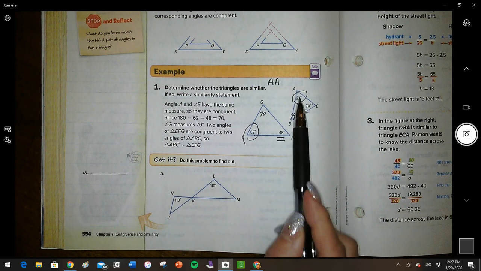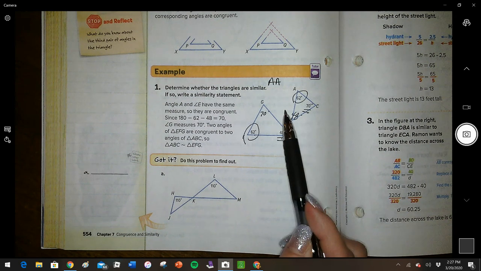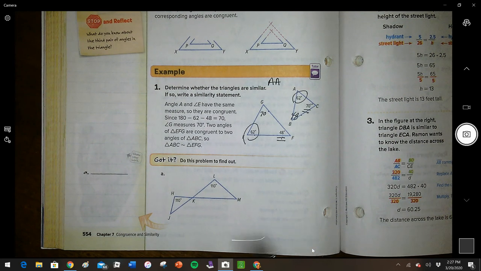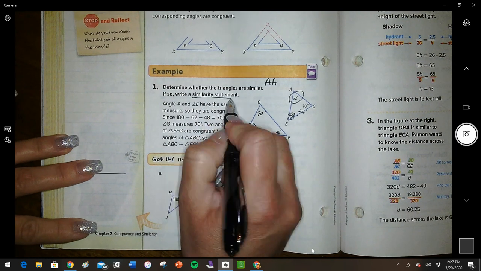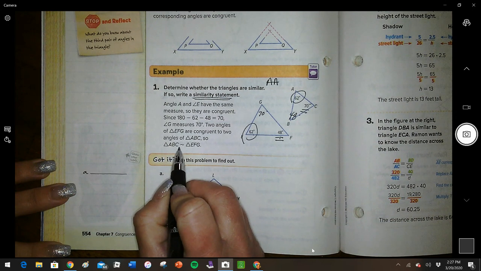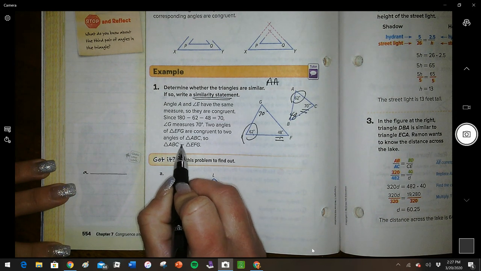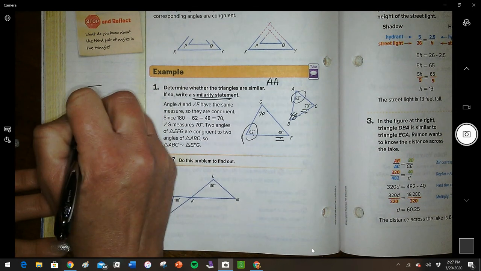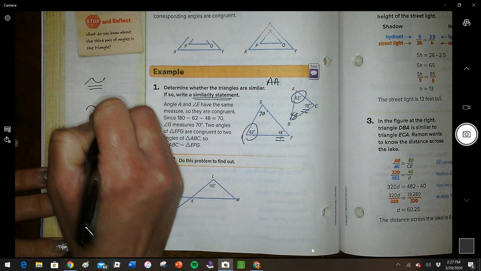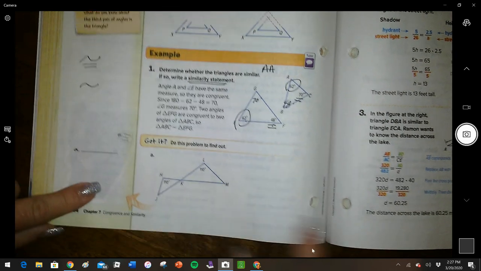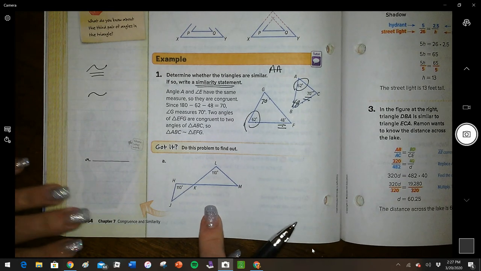So basically, two of our angles are the same. And so we know that these two triangles are similar, okay? The only other thing that we're going to have to do with this particular problem is write this similarity statement. I don't know if you remember from a couple of days ago, the little video I showed you of what the similar symbol is, right? It's just that tilde sign. So remember, this means congruent. Just the one symbol means similar. Okay, so let's go do the Got it? at the bottom of the page. Let's go get it.